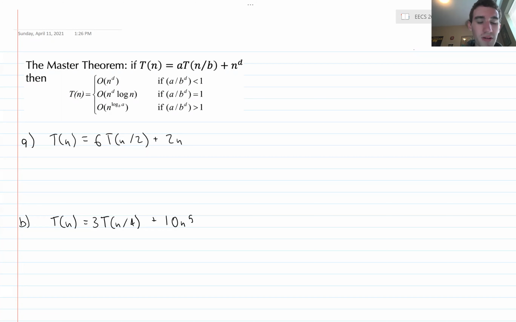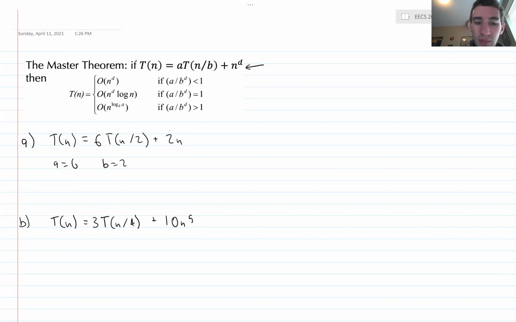So the first step of any master theorem problem is figuring out what a, b, and d are according to this formula that we have here. And so for part A, we've got T(n) = 6 T(n/2) + 2n. We can see that we've got 6 times T(n/2), which gives us a = 6 and b = 2. And then we're adding a term of 2 times n.